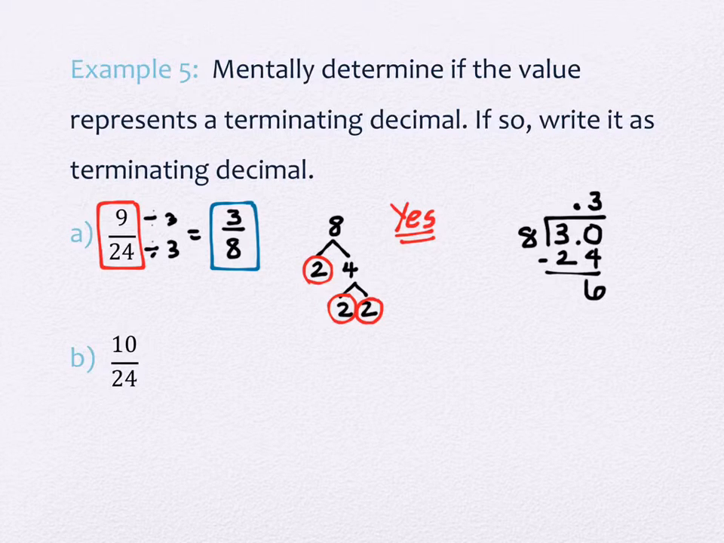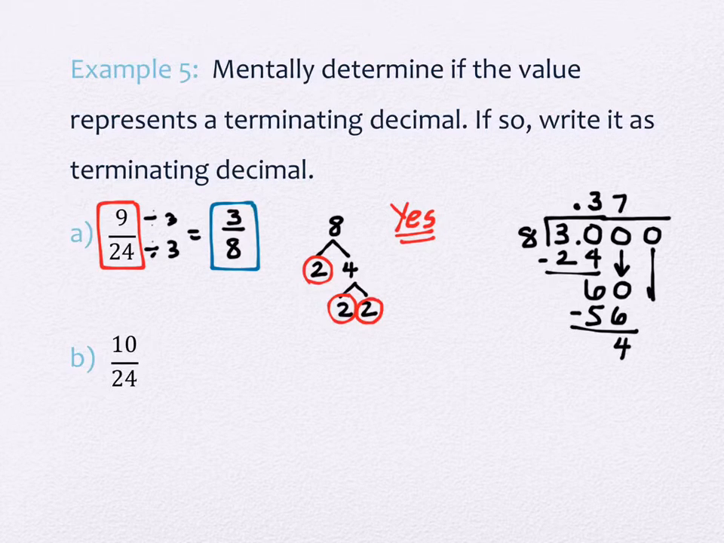6. And I will tack on another 0 here because this is unfinished. I'm going to keep going until I get a remainder of 0. Now I'm going to bring my 0 down, so I've got 60. 8 goes into 60 how many times? 7 is correct. What is 7 times 8? 56, very nice. And I'm going to subtract. 60 minus 56 is? 4. Still not a 0, so I'm going to put another 0 up here and bring it down.